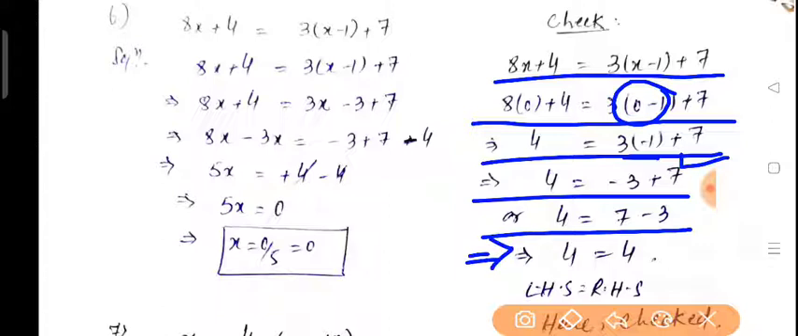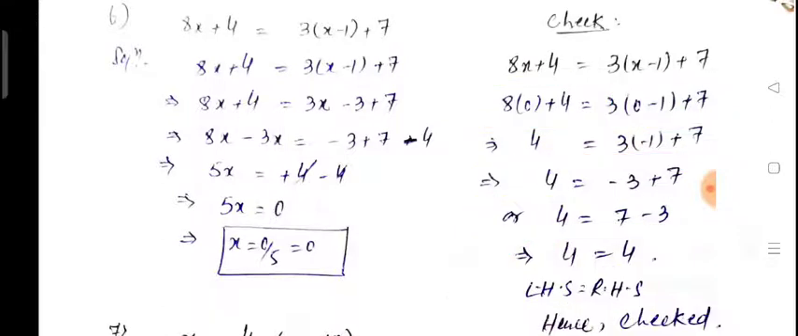Then, moving further, 4 equal to, when I subtract 3 from 7, I get 4. So most welcome, 4 is equal to 4. This means LHS equals RHS, and it is checked. This means the solution which we have found is correct. I hope you have understood this question.